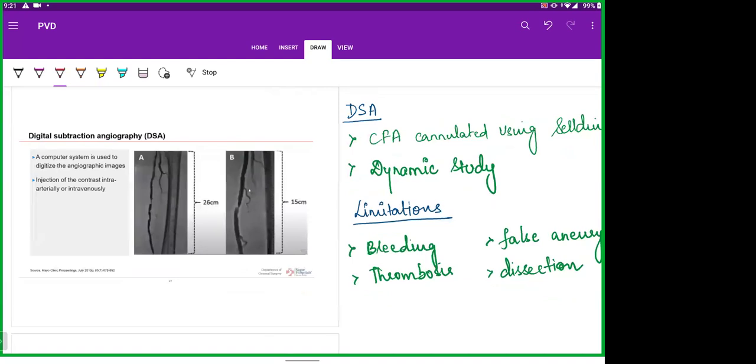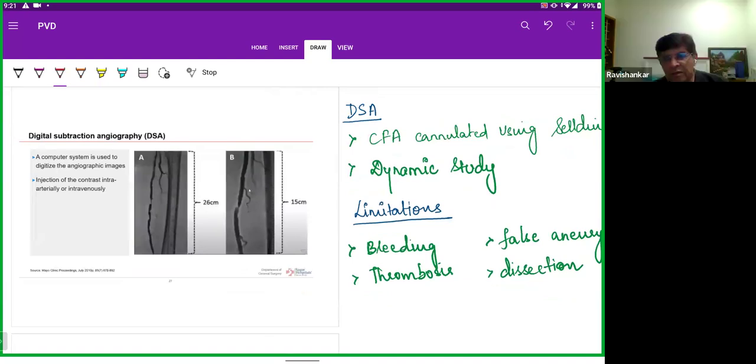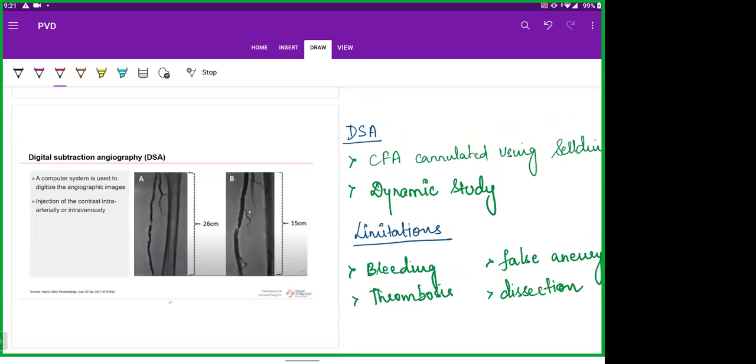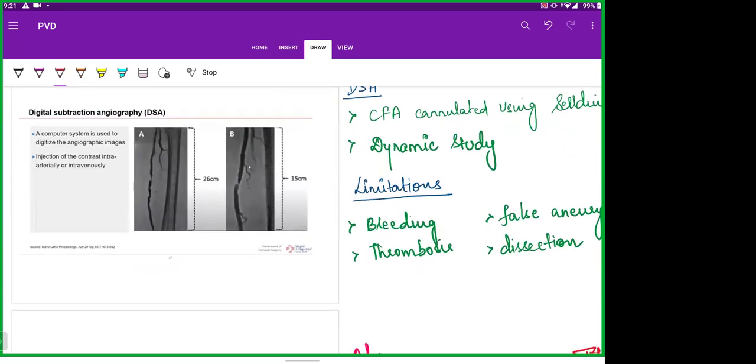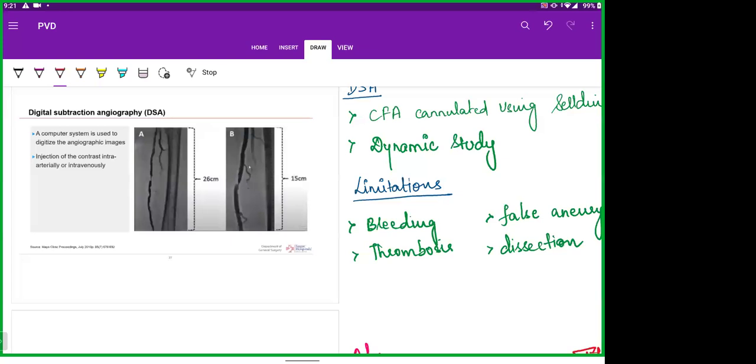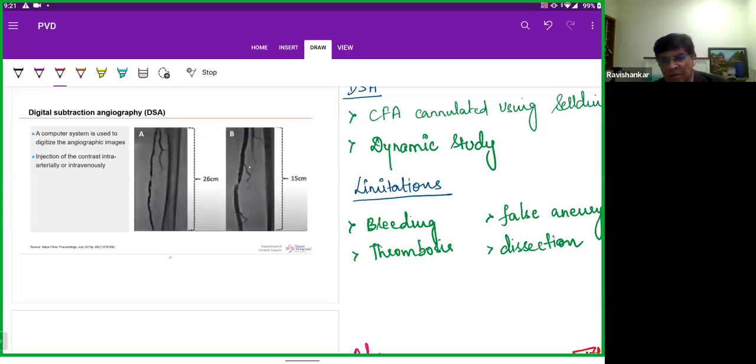It's in the artery only, sir. In the artery. No, DSA is different from arteriography. Sir, arteriography is without subtraction. In arteriography, you can do a continuous segment, sir. So the cath lab technician will follow the flow of the contrast all the way from the injection point towards the foot.